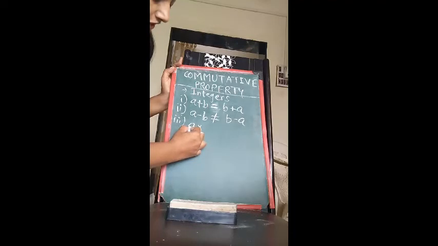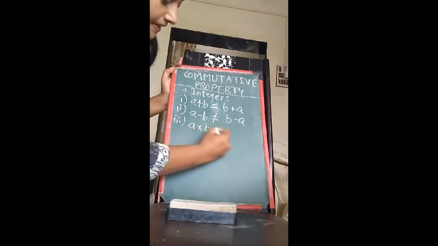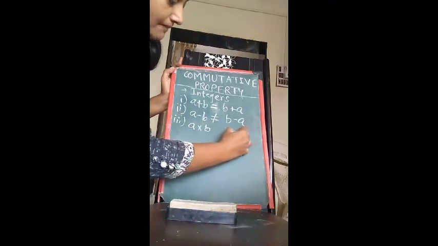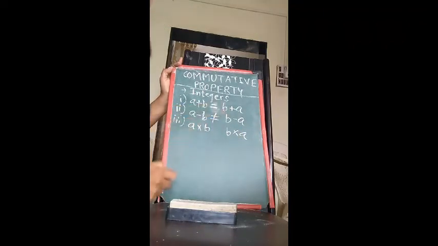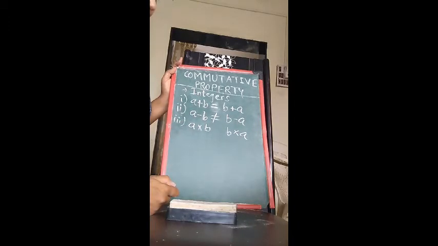Next, for multiplication, a multiplied by b and b multiplied by a. We are going to check this. First, have you finished your writing for integers? Now we are going to check the commutative property for multiplication.